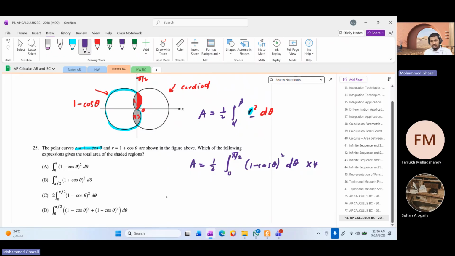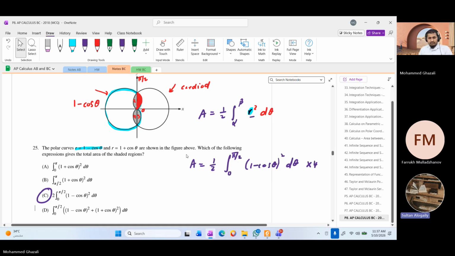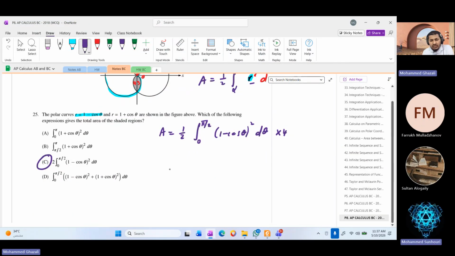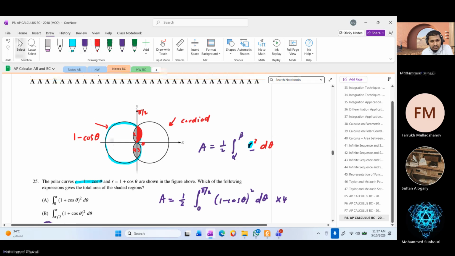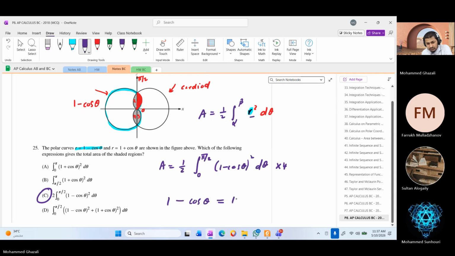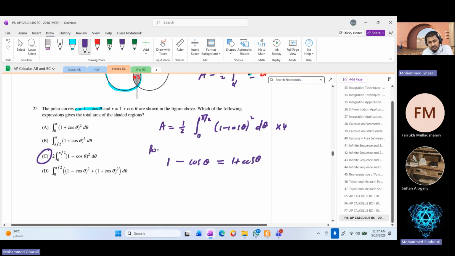So C. Do we have an answer? Yeah. I was thinking, why wasn't it r outer squared minus r inner squared? Right, so if you're going to try to do that, you're going to use this. First, we're going to equate both the graphs. 1 minus cos theta equals 1 plus cos theta. First, we find the points of intersection.